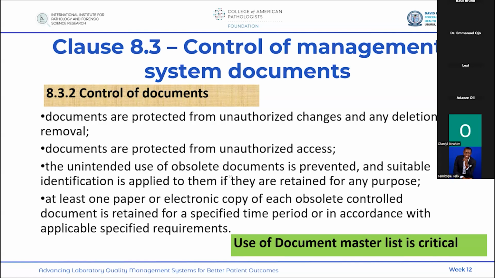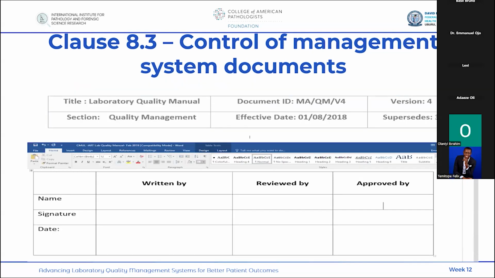And then at least one paper or electronic copy of each obsolete controlled document is retained for a specified time period or in accordance with applicable specified requirements. So let's look at this in pictures.